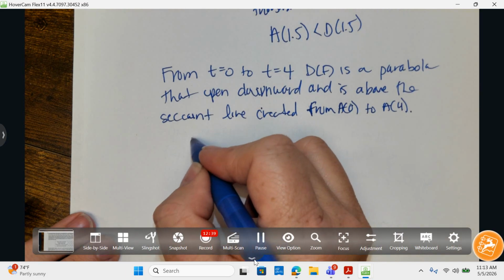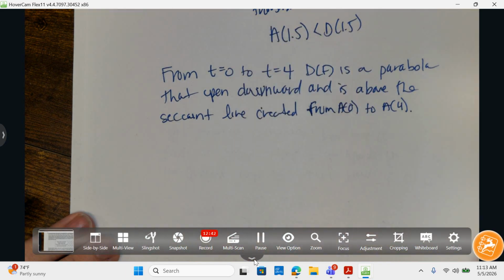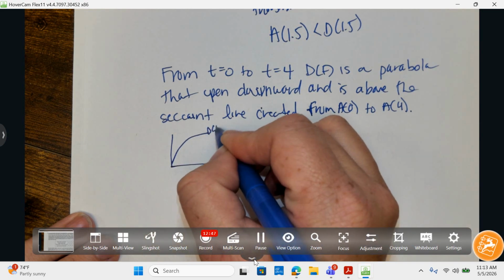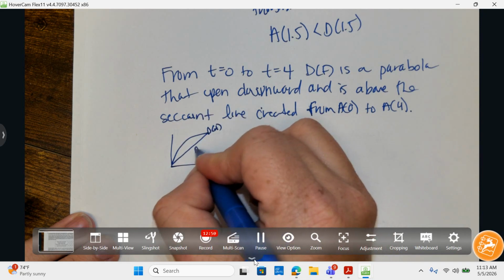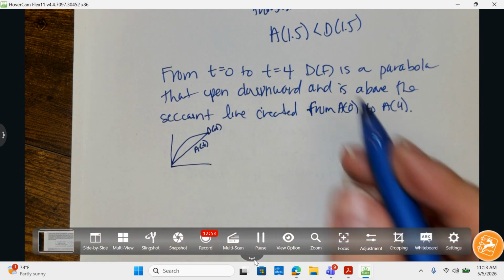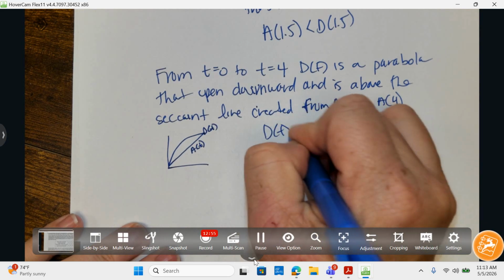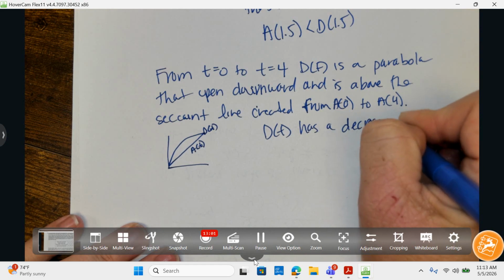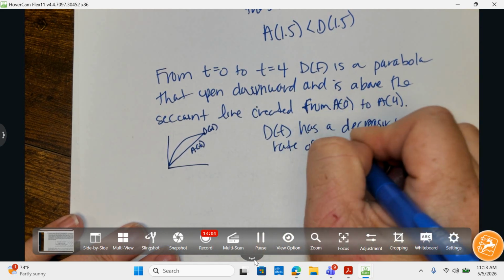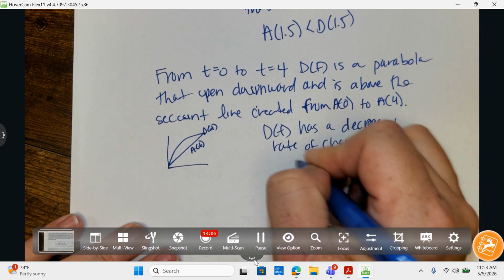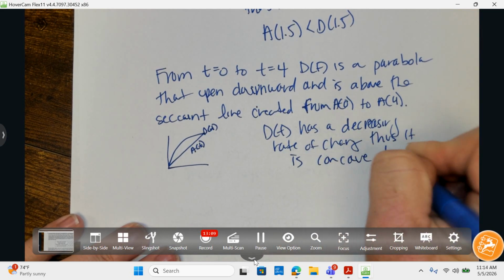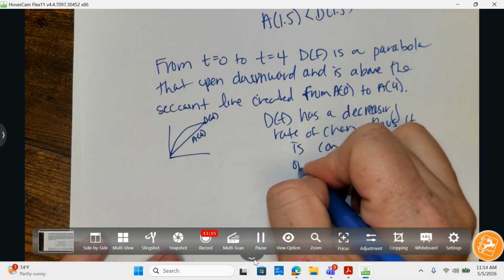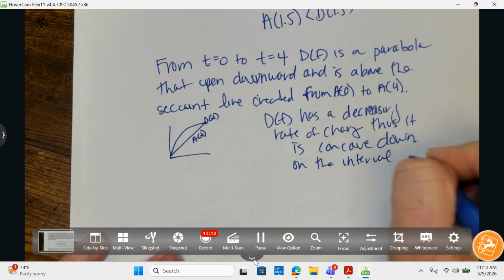And I think I'm actually just going to draw a picture here of what I see. So we have this is D of t, we're going to label it, and this is A of t. Okay, so we can see D of t has a decreasing rate of change, thus it is concave down on the interval from 0 to 4.